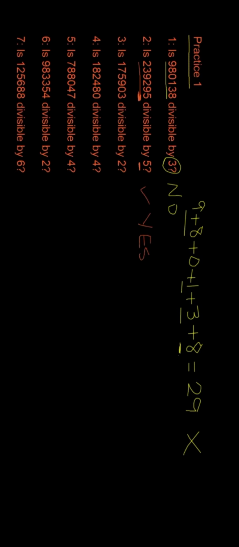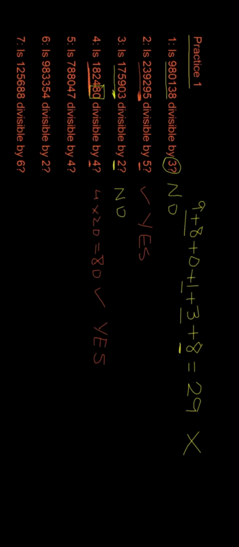Next. Is this number over here, 175903, divisible by 2? Oh, very easy answer again, because anything that ends up in an even number is divisible by 2. And 3 is not an even number, so no, it's not divisible. Next question, 182480. Is it divisible by 4? Remember the divisibility check for 4? We need to check the last 2 digits, which is 80 in our case. Is 80 divisible by 4? Yes, that's right. We just did the table of 4 today. 4 times 20 is 80. So yes, it is divisible.